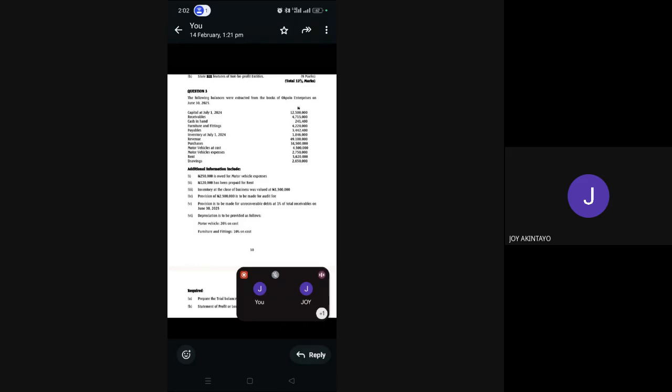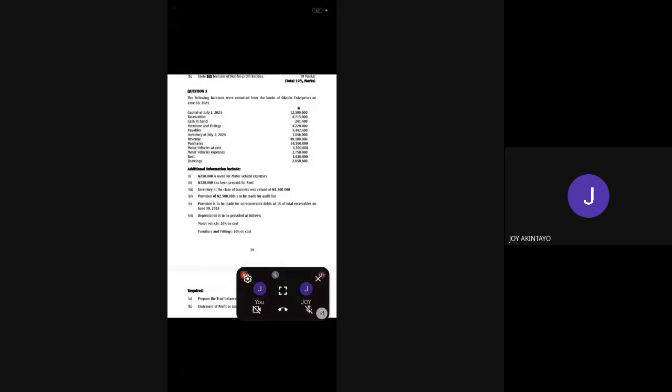So here is a question on the extended trial balance. Let me share my screen and stop this because we are not using this again. So what you need to do right now is to tell me the account to be debited and the account to be credited. Are we together?